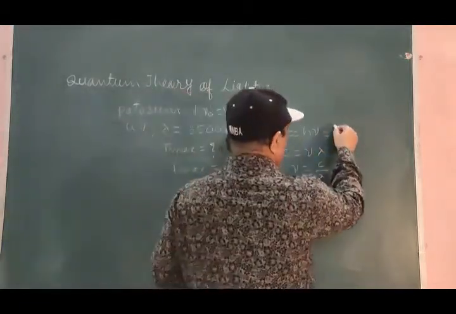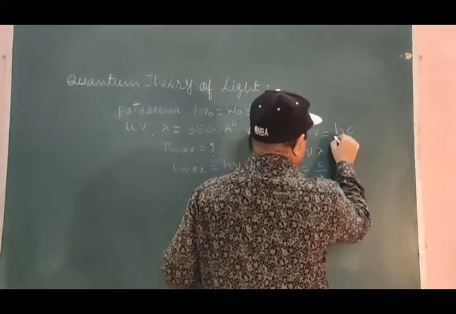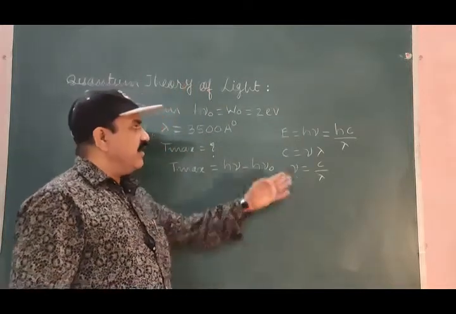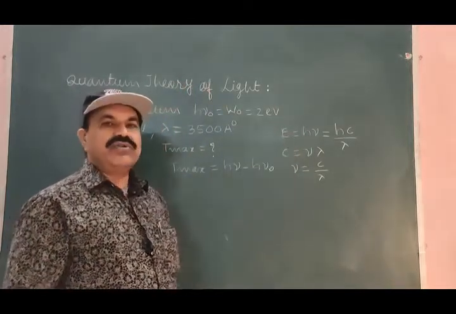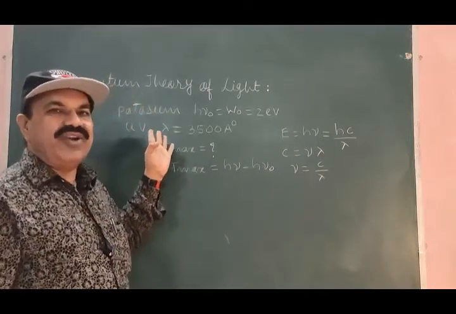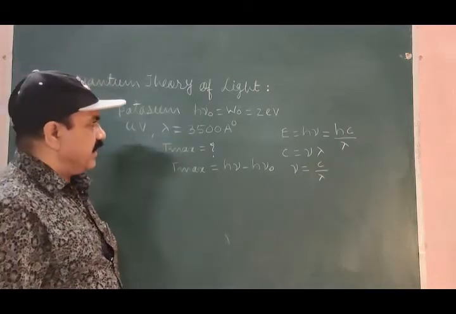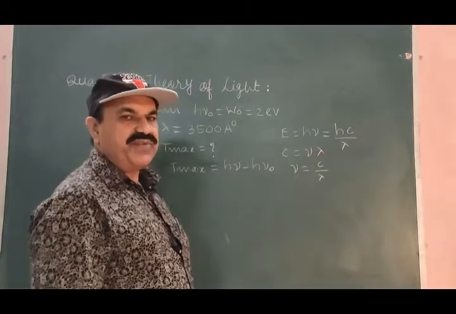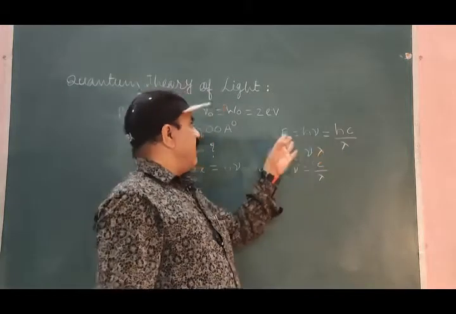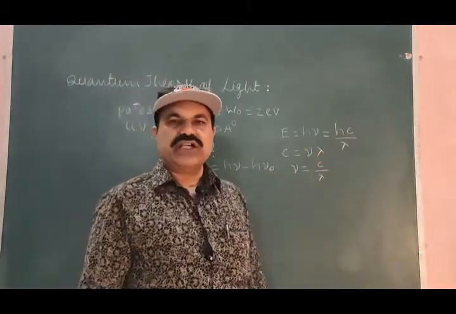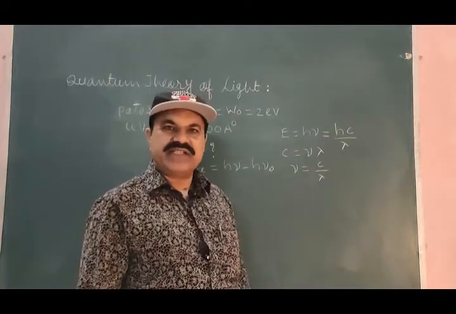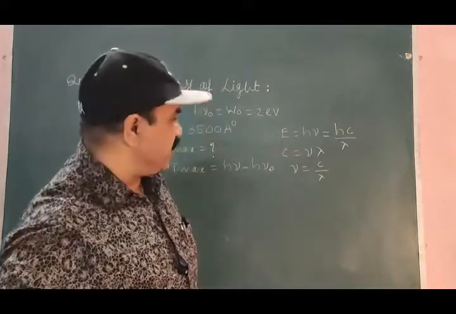So, E will be equal to h into C divided by lambda. The new formula for finding h nu or energy of photon emitted from the ultraviolet light source. You know value of h, 6.63 into 10 to the power minus 34 joule second. Value of lambda is given in angstrom. Convert this to meter. C, you know, 3 into 10 to the power 8 meter per second.